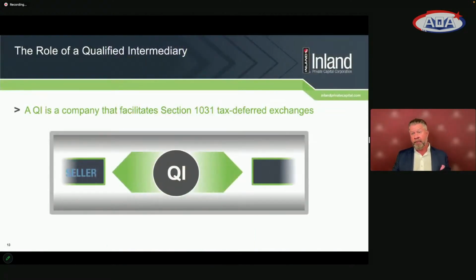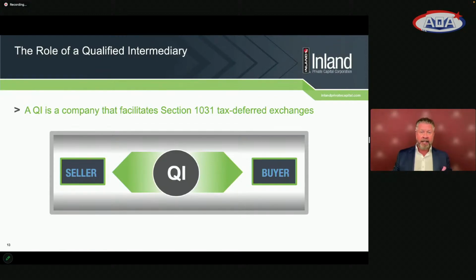The qualified intermediary. The qualified intermediary, this is a very important thing. Whenever you sell your property, you cannot take constructive receipt of the funds. The funds have to go to a third-party qualified intermediary. I see it all the time in some of my seminars where people will show up with $3 million that went to their bank account that day. That exchange is blown. The funds have to go to a third-party qualified intermediary.